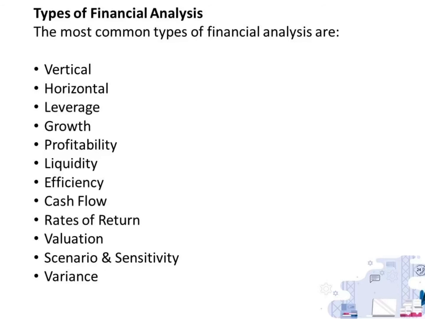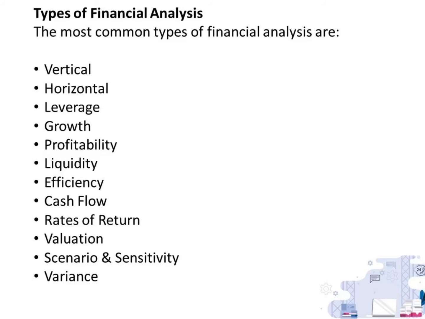Another type is horizontal analysis. Horizontal analysis involves taking several years of financial data and comparing them to each other to determine a growth rate. This will help an analyst determine if a company is growing or declining and identify important trends.